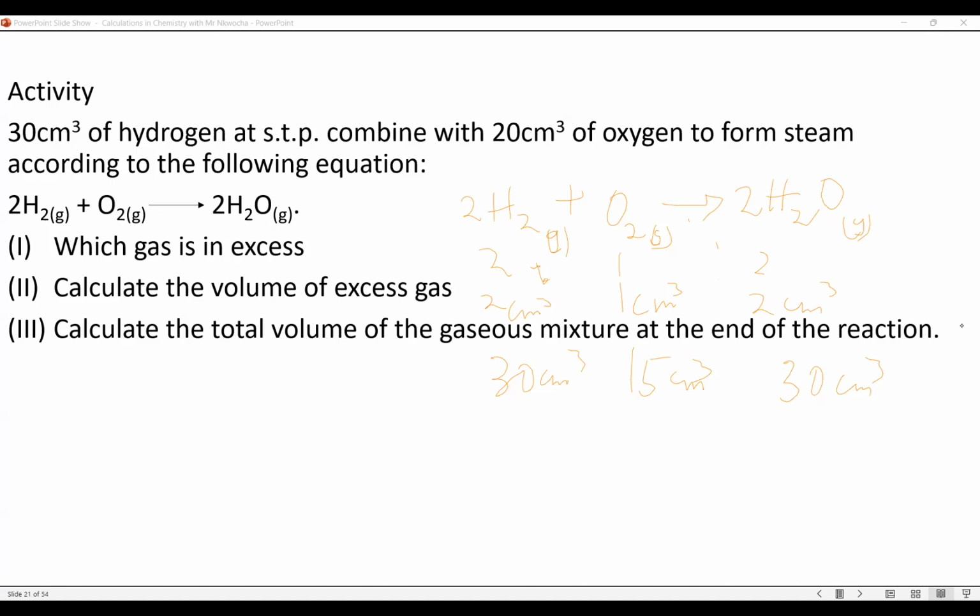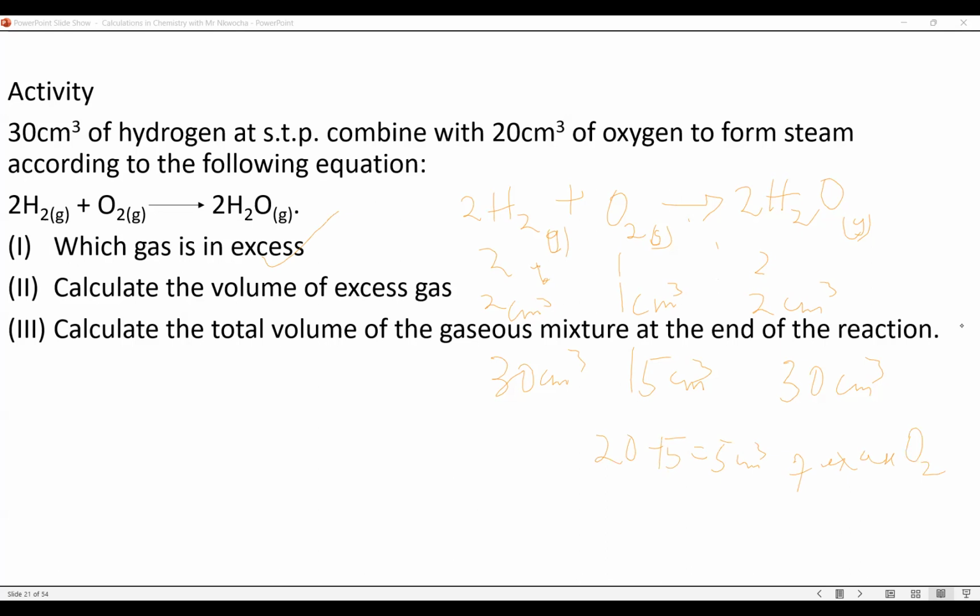That is true. So what is the volume of excess gas? Our first question is answered: oxygen gas is in excess. So how much excess oxygen do we have? We just do 20 minus 15, which will give us 5 cm³ of oxygen. So the volume of excess oxygen is 5 cm³. You see?